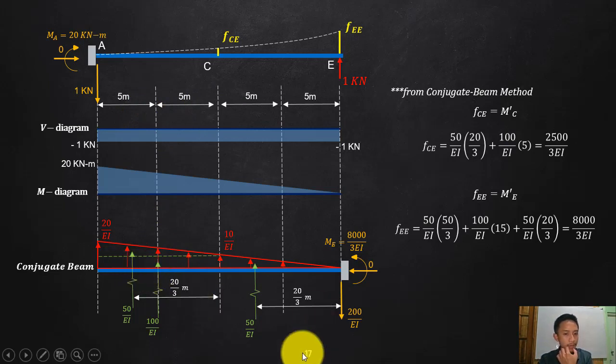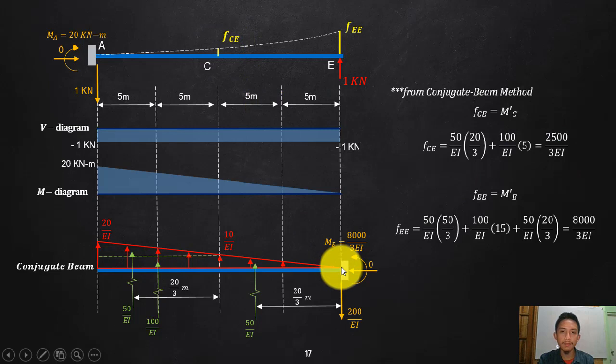Okay, summate moment. These are all clockwise. There is no counterclockwise, so that is positive. 50/EI times the 20/3, and then of course 100/EI times the distance 5. You will end up with 25/3EI. Positive, since that is a positive.